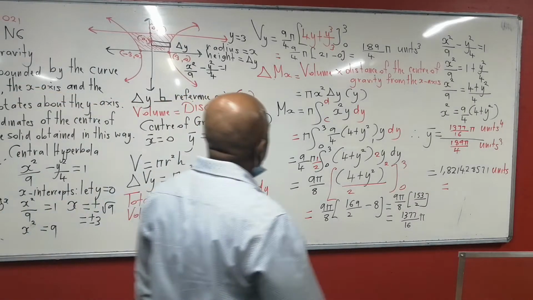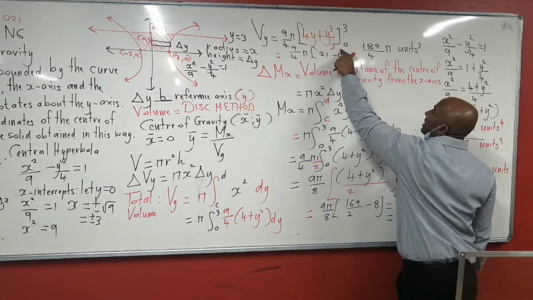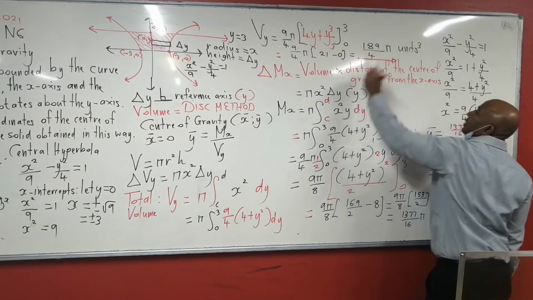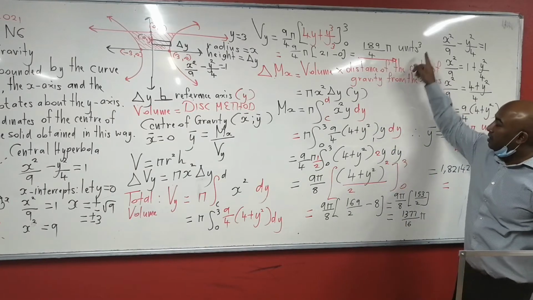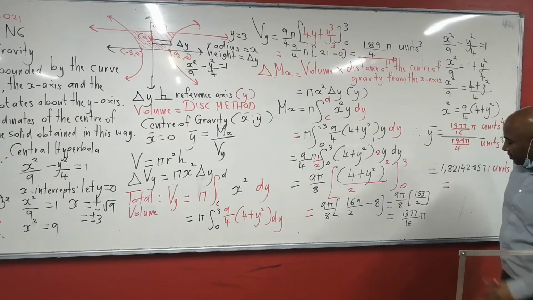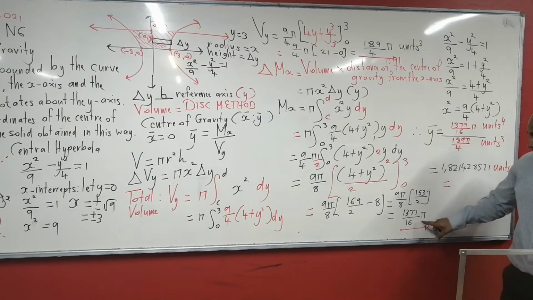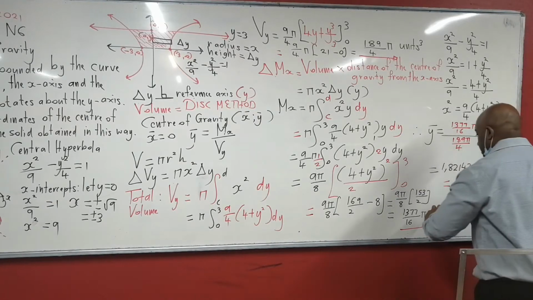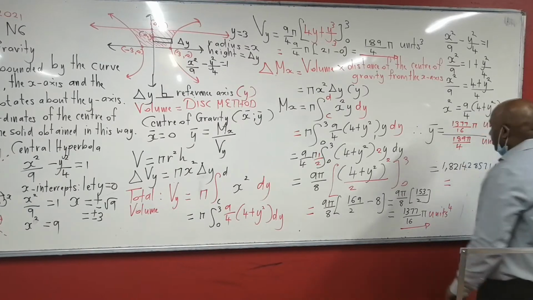Alright, so using our calculator, going back to Vy, when we substitute 3 and 0, this is what we get: 189 over 4 pi units to the power 3. When we're working out Mx, substituting 3 and 0, we get 1377 over 16 pi. This is units to the power 4.